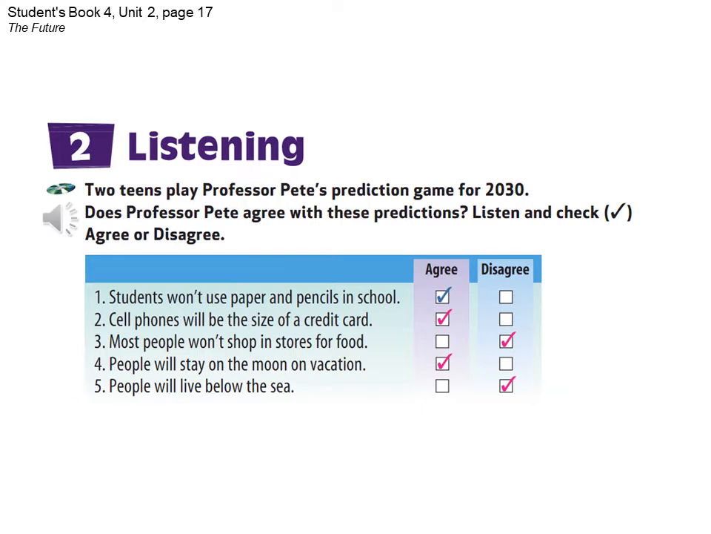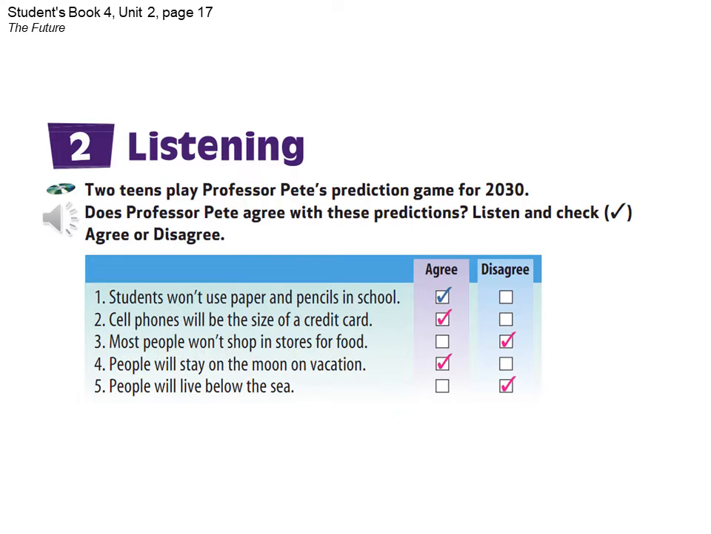4. Hey, Josh, here's a fun one. Will people visit the moon on vacation? Oh, yes. People will definitely spend time on the moon on vacation. Man visited the moon over 40 years ago. There's no reason we won't be able to stay in hotels on the moon in 2030. Well, Professor Pete agrees. Professor Pete predicts that there will be hotels on the moon in 2030. Great! I really want to go.